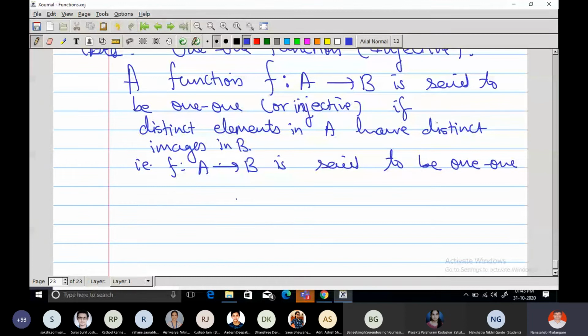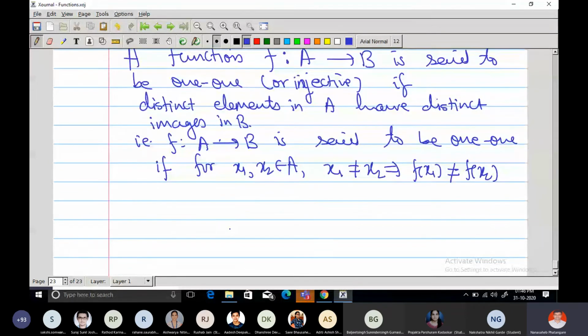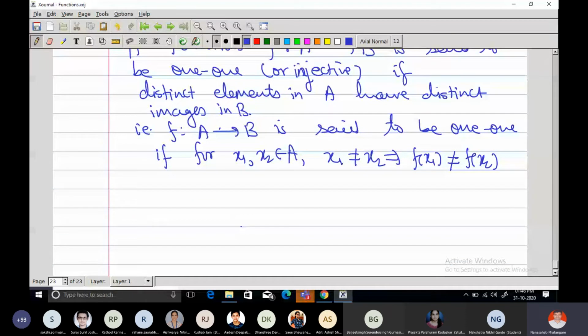Let me write it more precisely. For x1 and x2 in the domain, if x1 and x2 are distinct, meaning not equal, then their images are also unequal. If elements in the domain are unequal, then their images are also unequal. That is the simple way to say that the function is one-one.